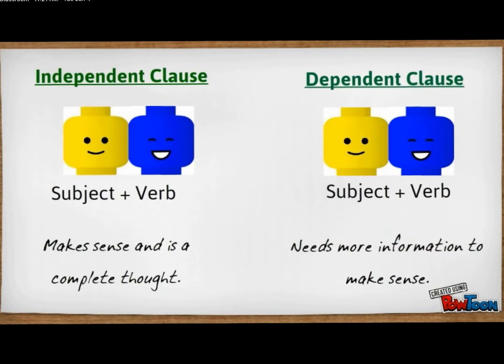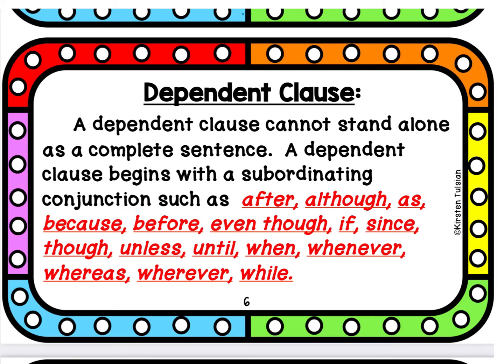That is not going to be able to stand on its own, a dependent clause. It has to depend on something else. You need more information for that to make sense. So that's why we call it a dependent clause. The dependent clause cannot stand alone. We already talked about that.